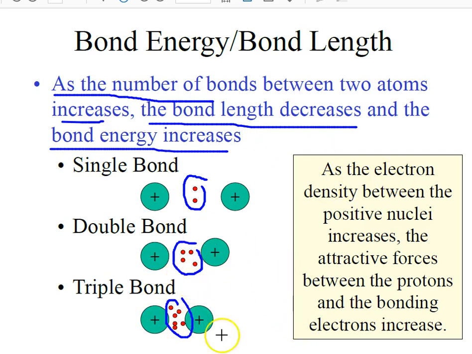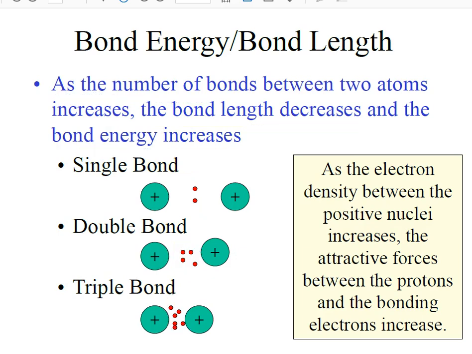So as the electron density between them increases, it's going to increase the attractive force of that nucleus, pulling those protons in, making those bonds stronger. So we go from the weakest bond being the single bond to the strongest bond being the triple bond, simply because it decreases the length, and if the length is lower, then the bond can be stronger.